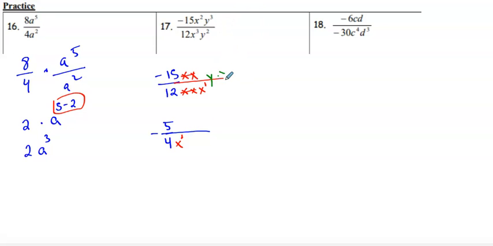And then this one is y times y times y, because I have 3 of them, over y times y, because I have 2 of them. Well, where do I have more y's? I have more y's on top, so my y is going to be on top because I have one more y on top in my numerator than I do in my denominator. All right, that's one way to do it.